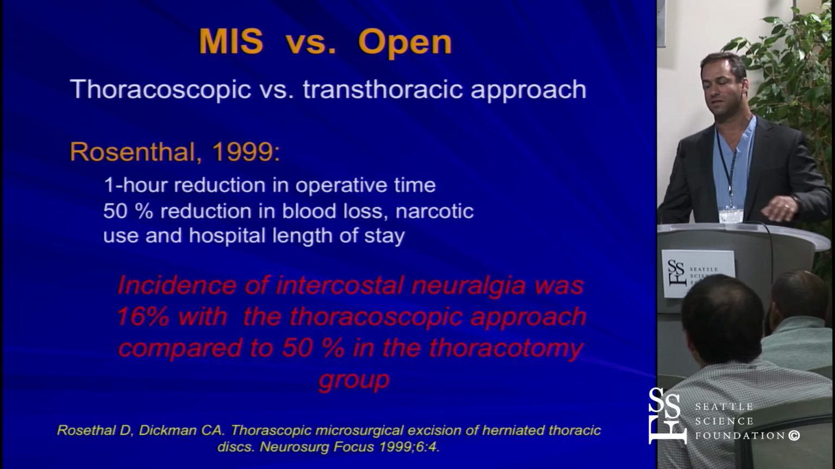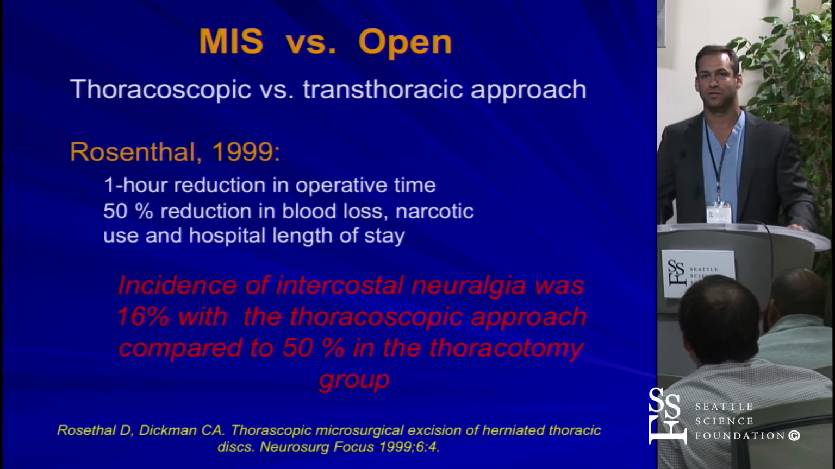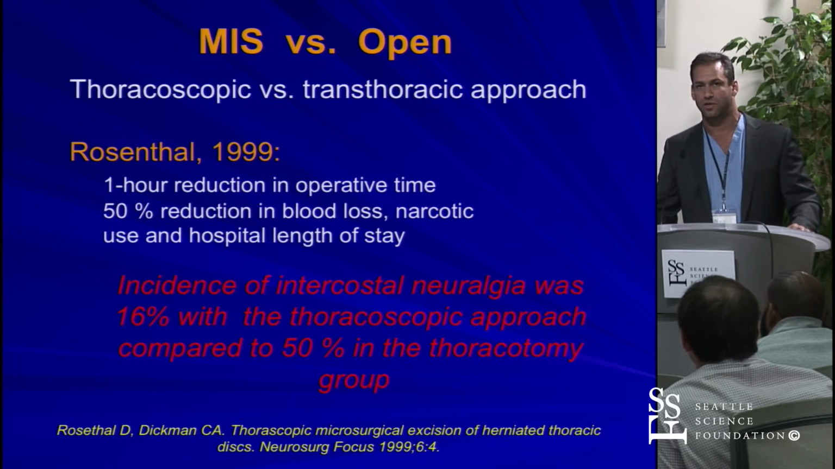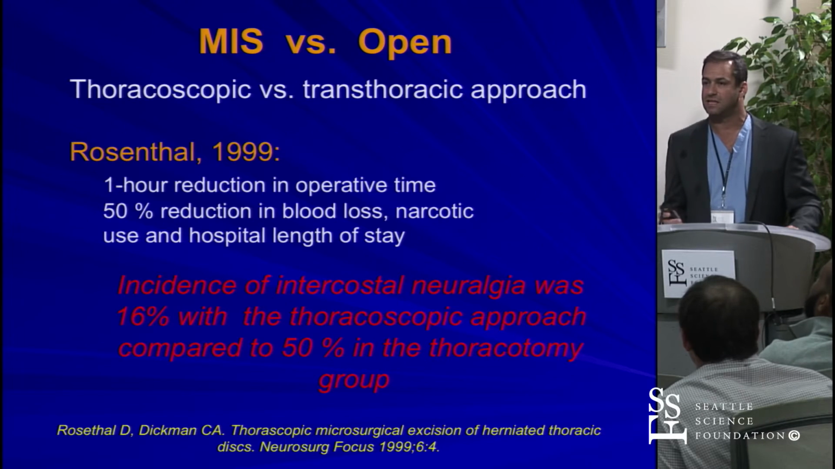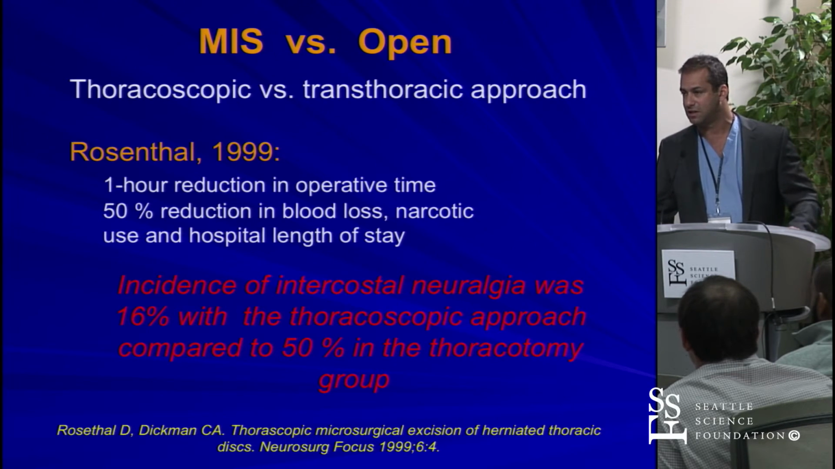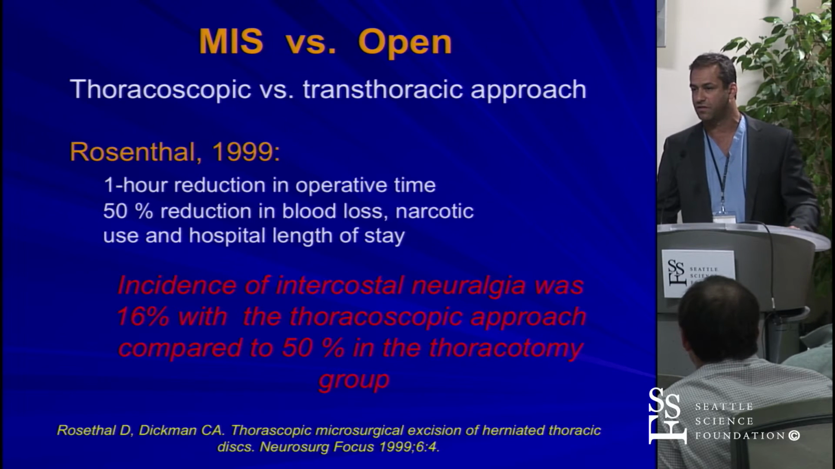But in the literature, there are several examples of thoracoscopic approaches in comparison to open approaches, and there's significant reduction in blood loss, narcotic use, and hospital length of stay. But significantly, and this is not an insignificant thing, the incidence of post thoracotomy intercostal neuralgia is significant, occurring in approximately 50% of patients that have open thoracotomies, as opposed to about 16% of patients that have had the less invasive procedure. So this is something to think about.